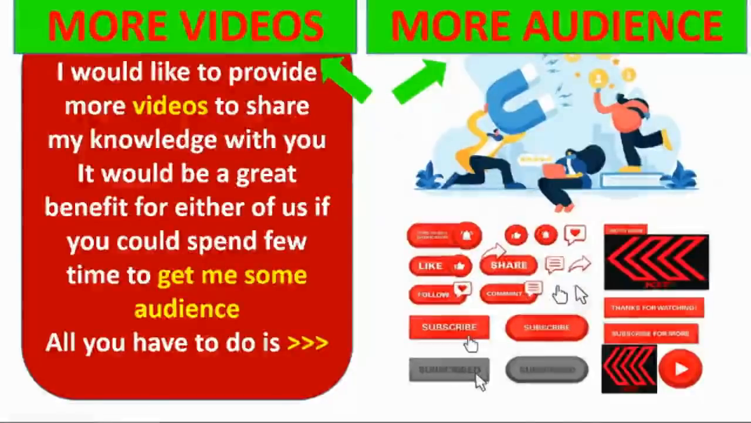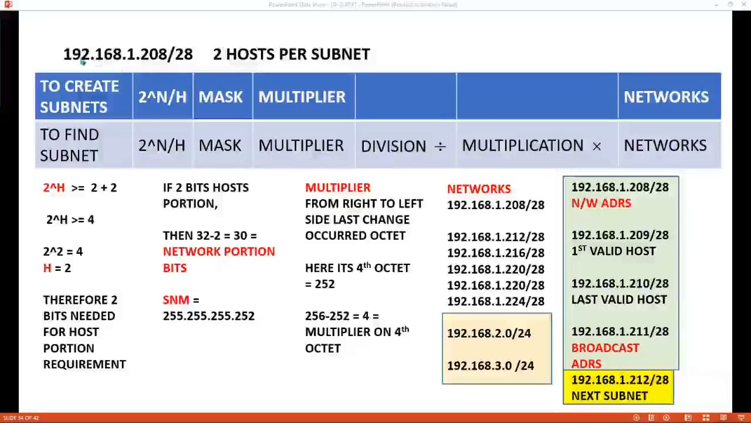So you can see 192.168.1.208/28, 2 hosts per subnet. So I can do the same calculations. H equal 2 means n equal 30, and 252 is the subnet mask. From that you can find the multiplier, which is 256 minus 252, which is 4 in the 4th octet. So again I can write the networks, right?